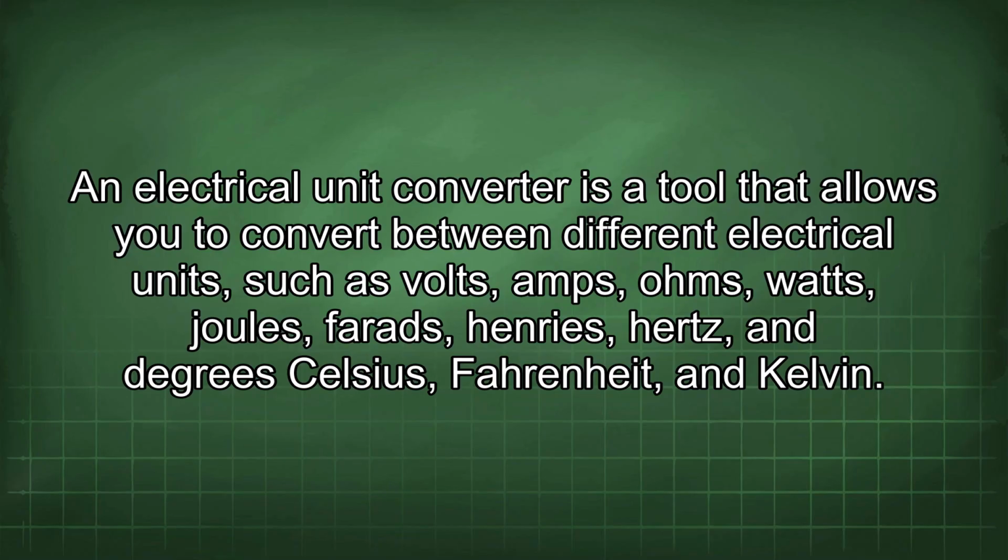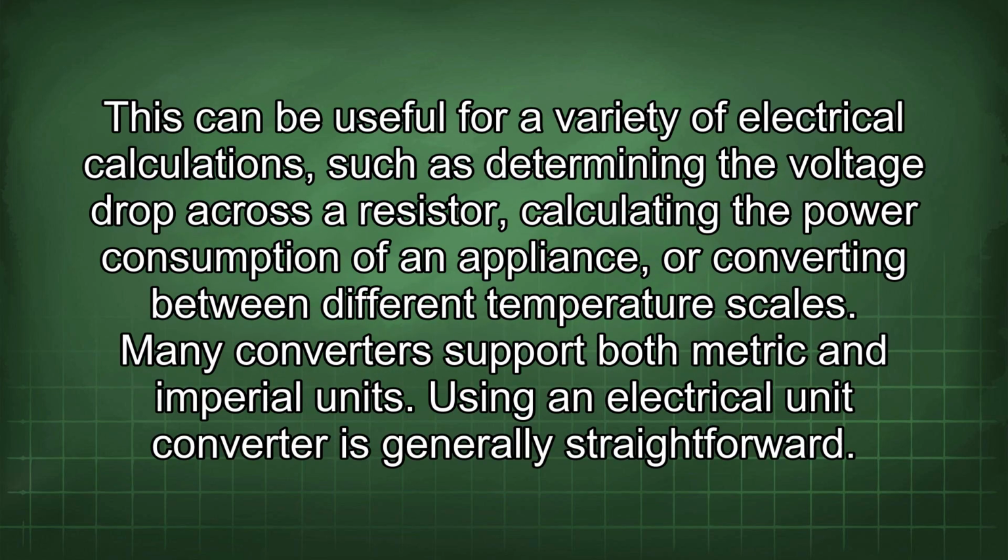An electrical unit converter is a tool that allows you to convert between different electrical units such as volts, amps, ohms, watts, joules, farads, henries, hertz, and degrees Celsius, Fahrenheit, and Kelvin. This can be useful for a variety of electrical calculations, such as determining the voltage drop across a resistor, calculating the power consumption of an appliance, or converting between different temperature scales. Many converters support both metric and imperial units.